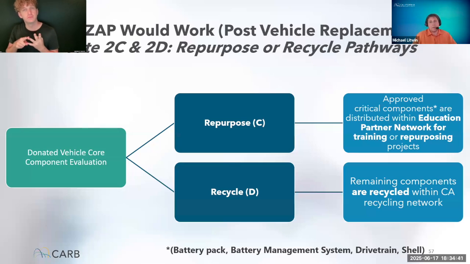The fourth and final pathway is recycle, D. This pathway is reserved for vehicle components that were not recommended for reuse, B, or repurpose, C, and is considered to be the recommendation of last resort. It also serves as a secondary pathway for components that have traveled through pathways B and C and have reached their respective end of life, EOL. These components will be distributed to a yet to be established recycling network within California when possible.